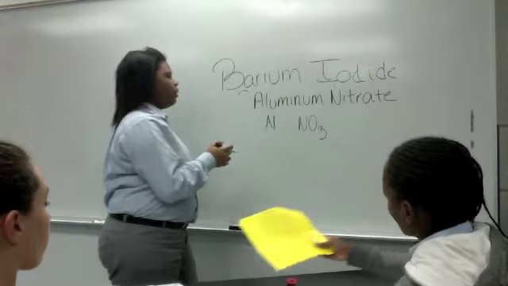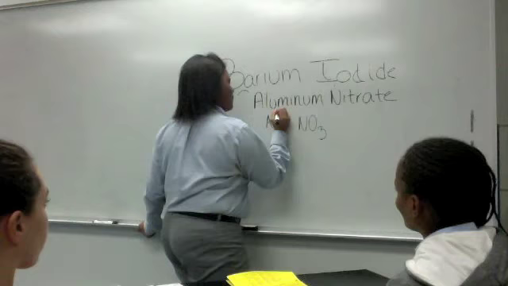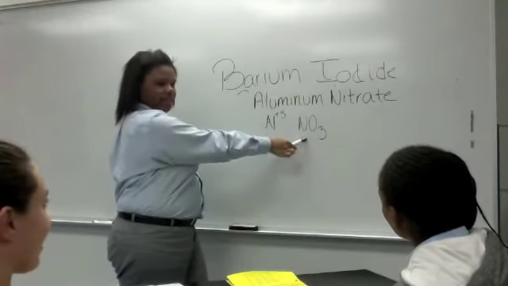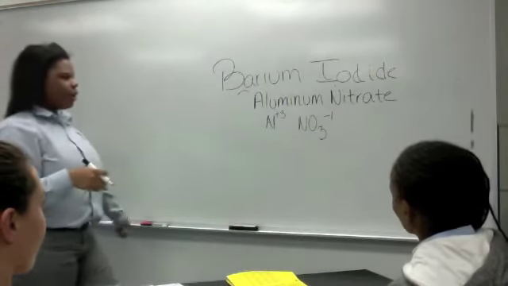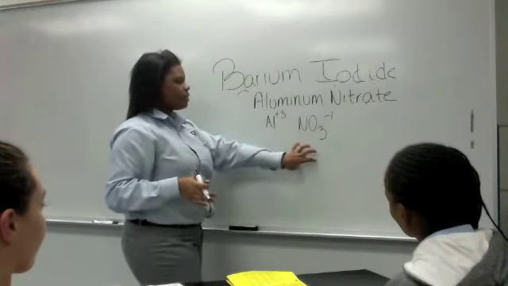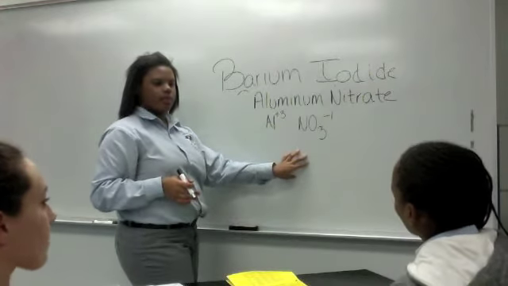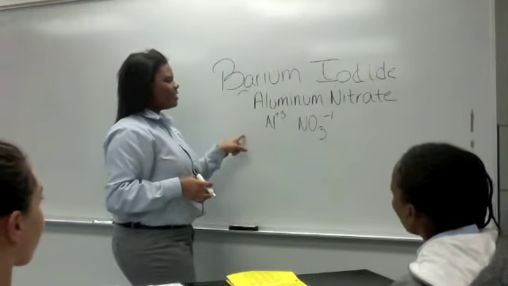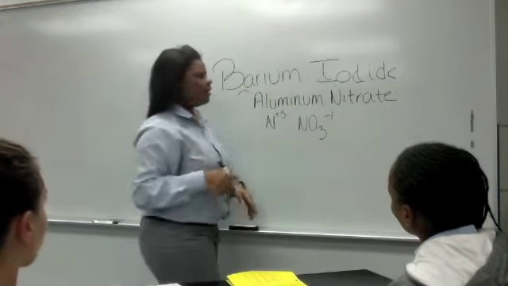Okay, so what's the oxidation number for aluminum? +3. Good. And for nitrate? -1. Good. Okay, so going back to our last problem, what will we have to do so these can have an overall charge of 0? Find the lowest common multiple. So what would be the common multiple of 3 and 1? 3.